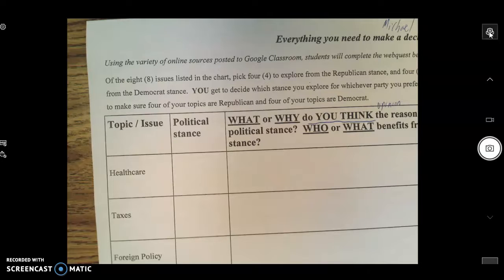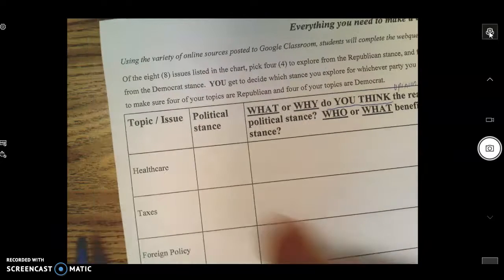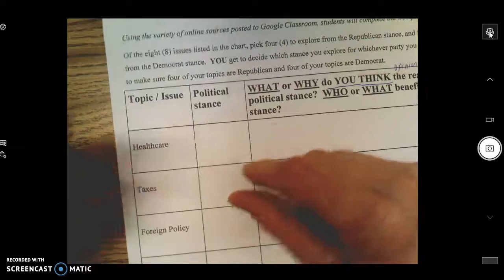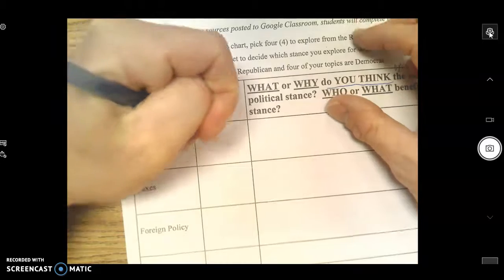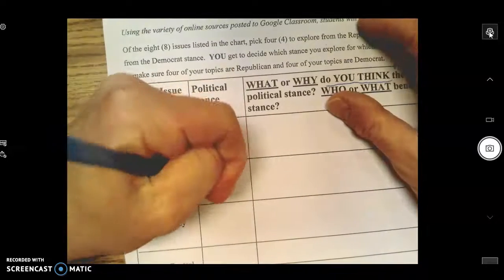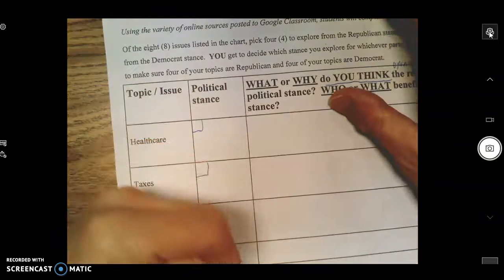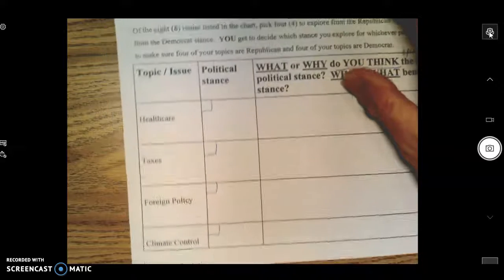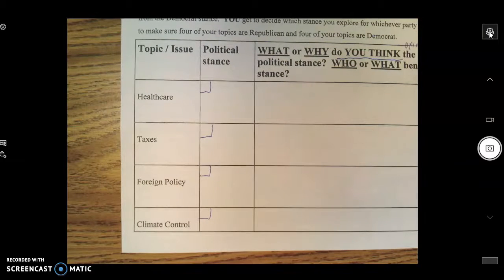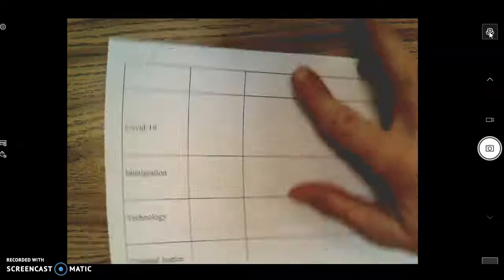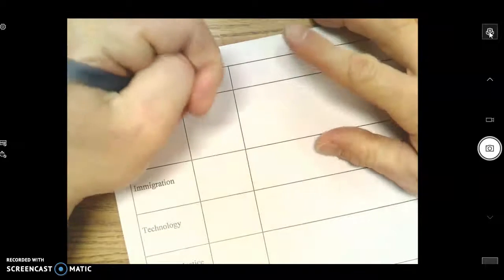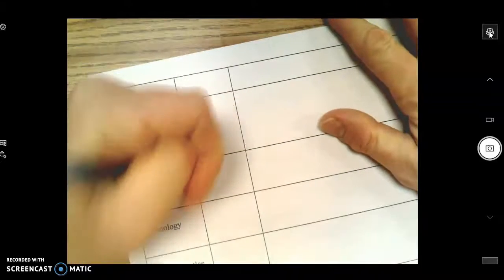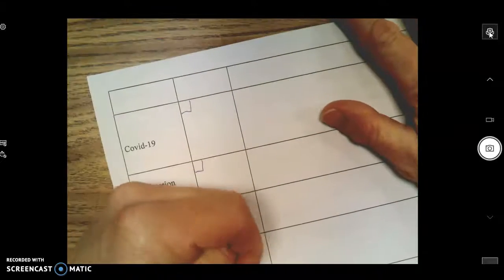Does that make sense? Okay, so what I want you to do right quick, this is a little thing I wish I had done before I hit print on this: where it says political stance, in every single one of those, draw a little box right there in the corner. This will help you here in a second, so make it look like that. I know it looks silly, but just bear with me. I'm going to flip it over.